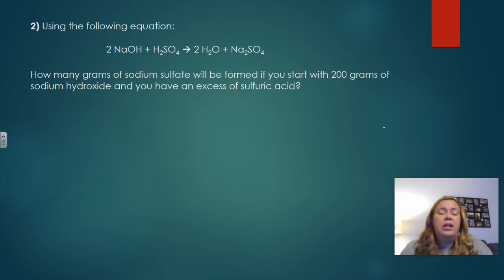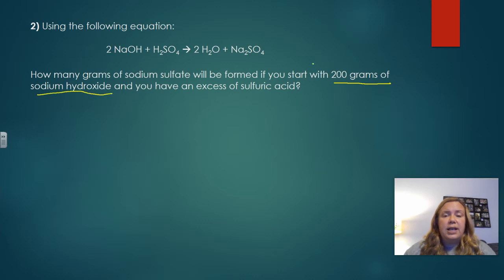We have an equation here with sodium hydroxide and sulfuric acid. So we have an acid-base equation that's going to produce water and then sodium sulfate. What we want to know is how many grams of sodium sulfate will be formed if you start with 200 grams of sodium hydroxide.